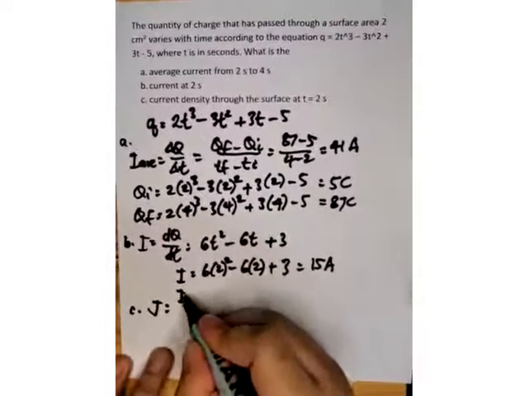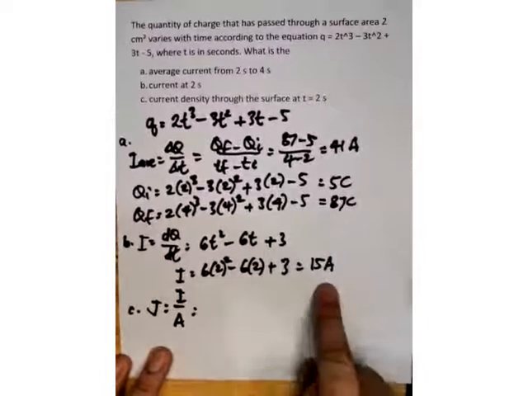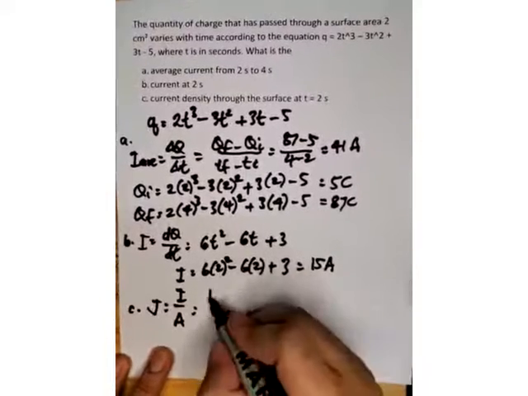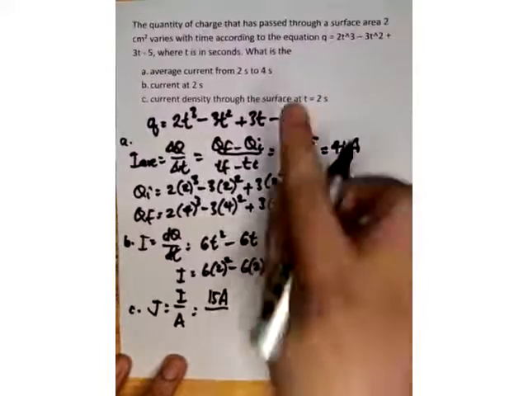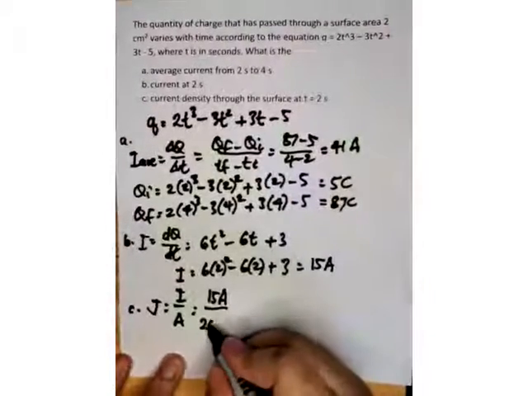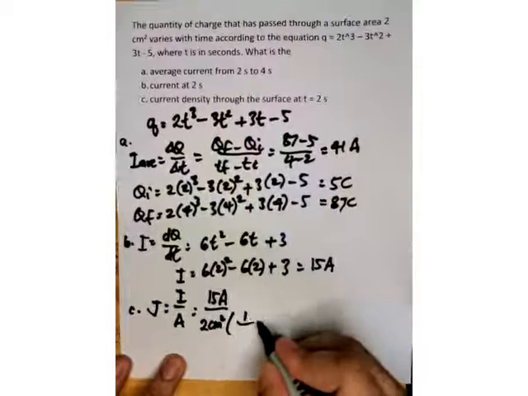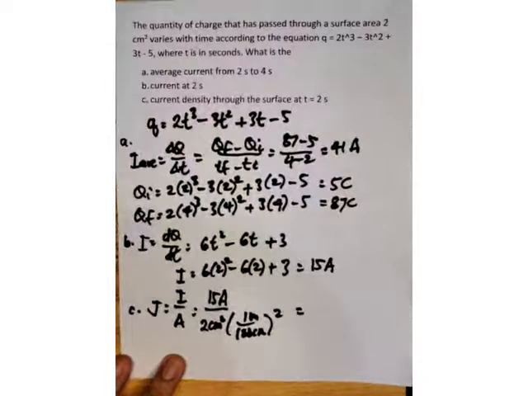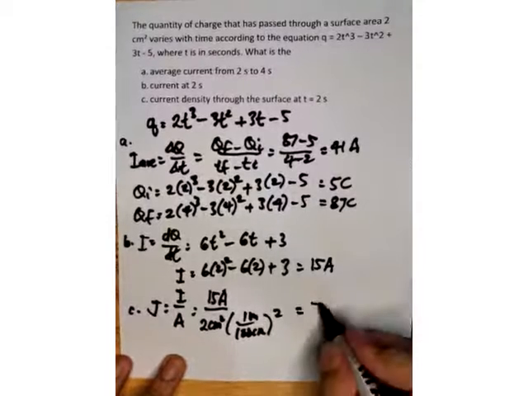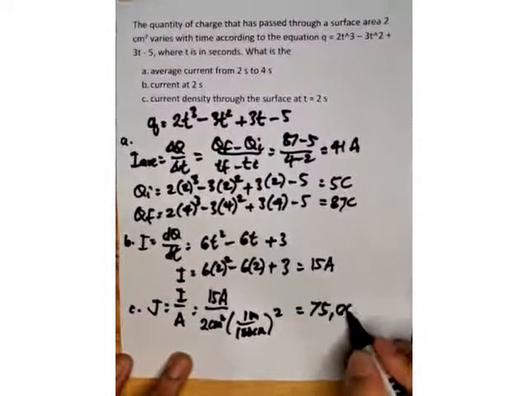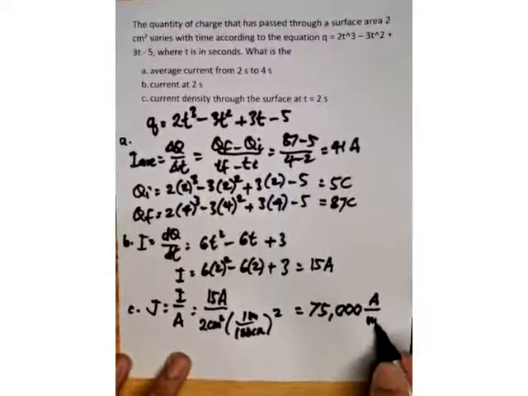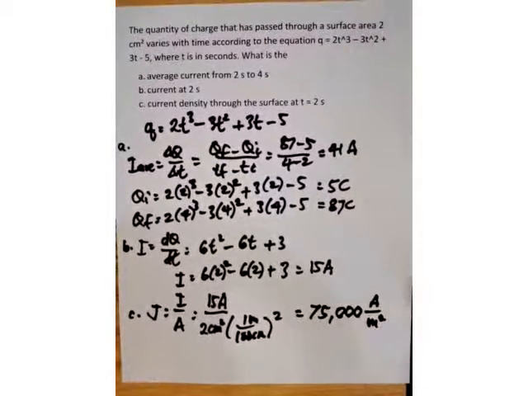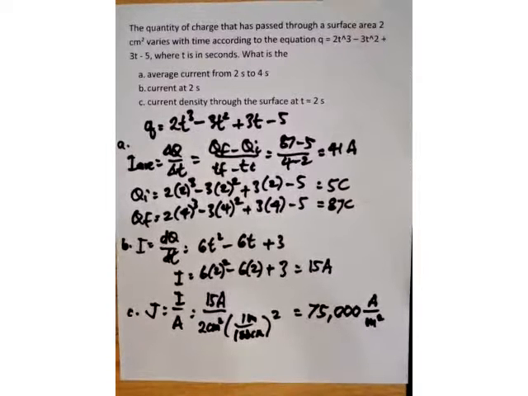So current density is I over A. So at 2 seconds, ito yung current natin. So that's 15 amperes over, okay, so the area is 2 centimeters squared. So 2 cm squared times 1 meter over 100 cm squared. So the answer is, okay, 75,000 amperes per meter squared. So those are our answers. Okay.